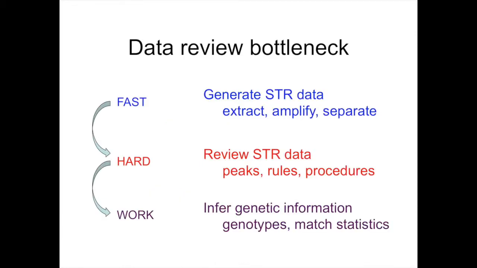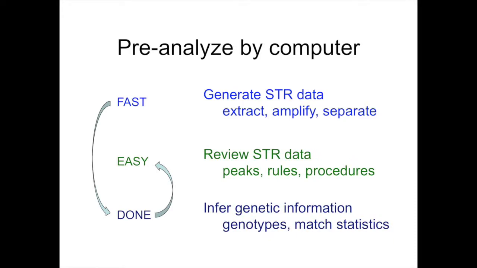As you may be aware, there is a bottleneck when it comes to reviewing STR data. With automation and robotics, it can be relatively fast to generate your STR data, putting it through your CE and separating out the data there. But the hard step comes when you have to look at that data and decide what you are actually going to call alleles. You've got your stochastic thresholds, anything in a stutter position, all those rules you have to go through before you can say, yes, I can analyze this data. Then it comes to actually analyzing the data, where you infer these genotypes and calculate all of your match statistics. So how can you get this to be faster?